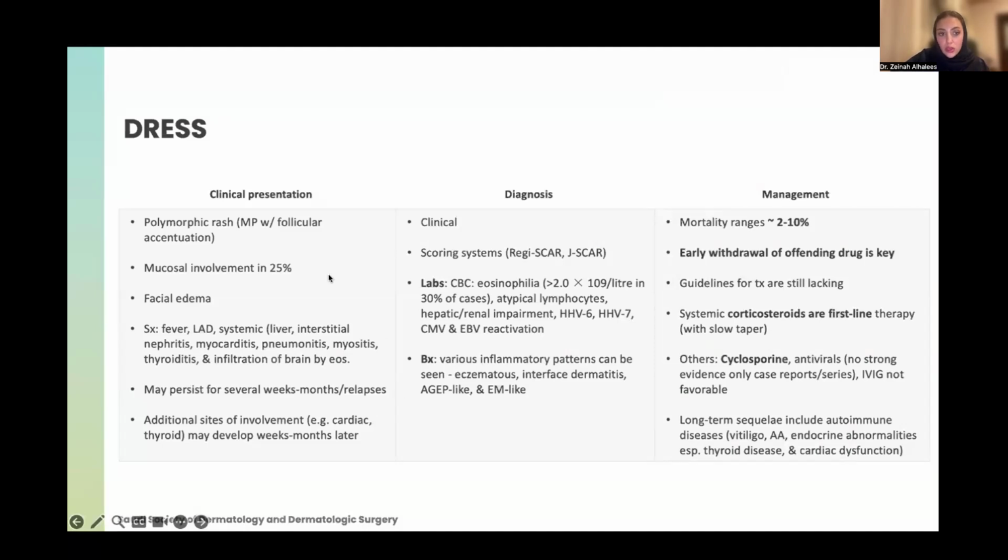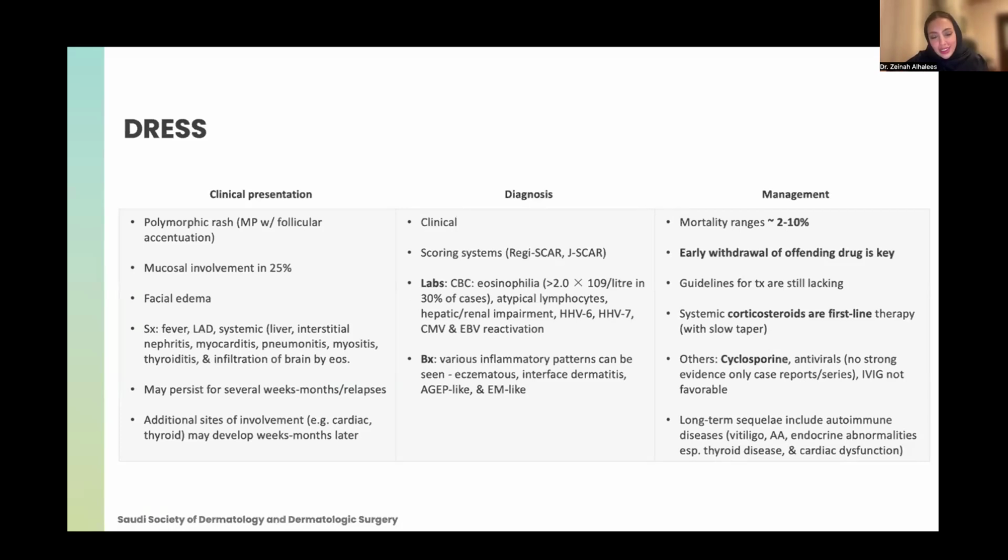So what happens in general? They get a polymorphic rash. Usually it's morbilliform, maculopapular, like what you all said. A clue is follicular accentuation, so the rash is accentuated a little bit more around the hair follicles. Because it's polymorphic, they can have anything: pustules, vesicles and bullae. Sometimes they can even have mucosal involvement in around 25% of the patients, and they develop facial edema. So this was your clue that this was DRESS.